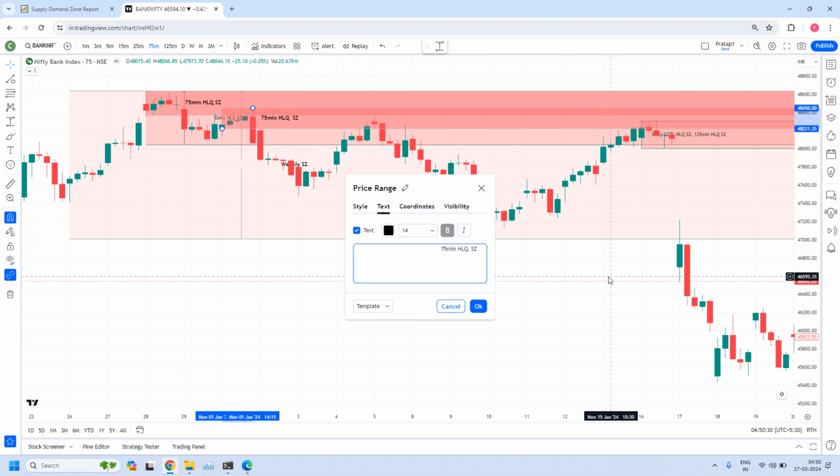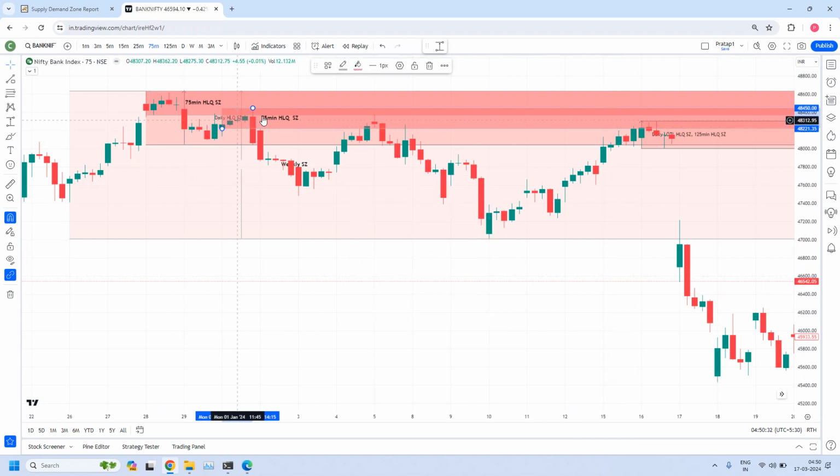The interesting point you have to observe: all this is a LOTL again. This 75 minutes high liquidity is a LOTL supply zone within the daily area. All these things are happening within this daily area. This daily zone is also a high liquidity zone.